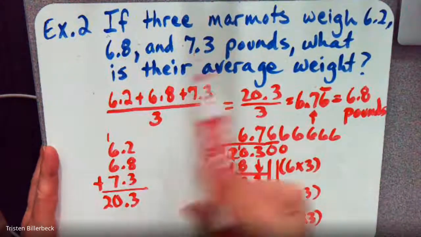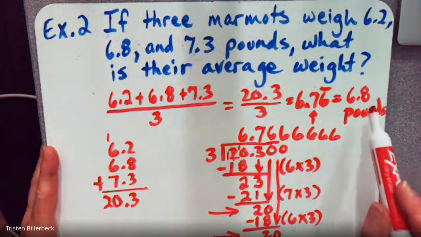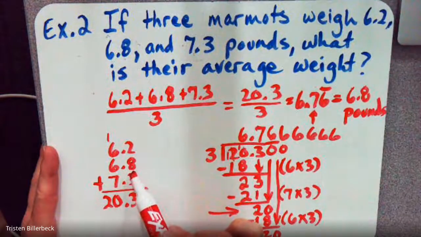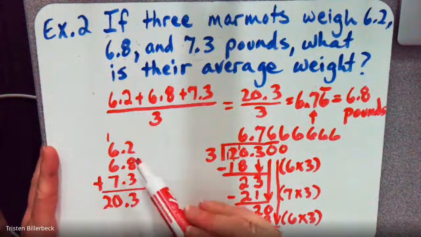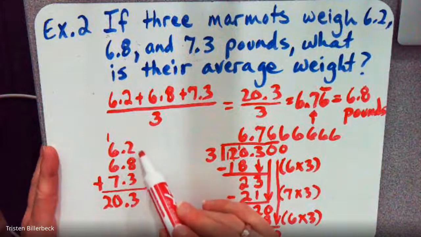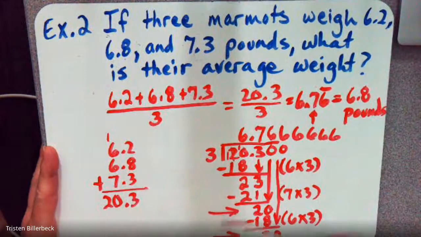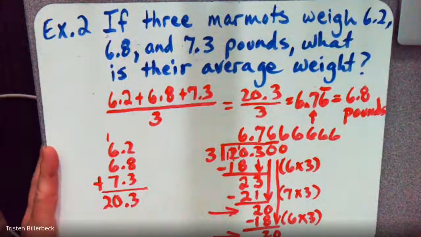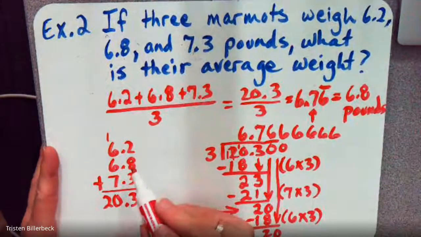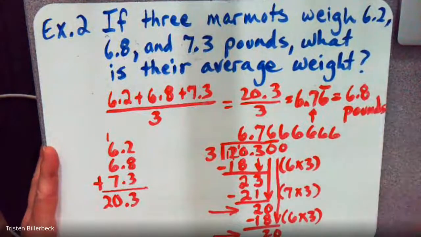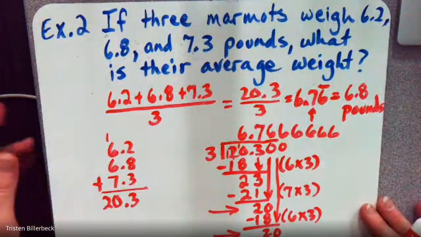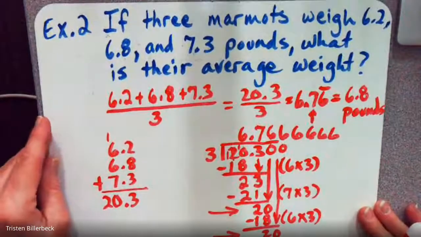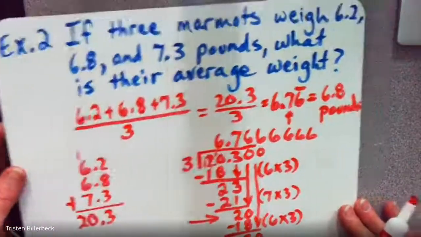So these three marmots, their average weight is 6.8 pounds. Now that happens to be the middle number here, and it makes a lot of sense because we have 0.6 difference here and 0.5 difference there. So that's about the middle number. So if we're rounding to an accuracy of a tenth, that is the average pounds or average weight of a marmot that we might happen upon on a beautiful hike in the Sierras.